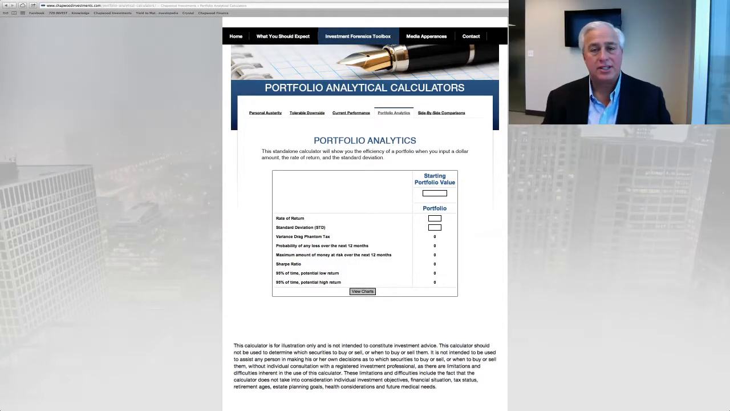Now, this is not necessarily a calculator as much as it is an observation tool. I put this out here simply because if you have information about your portfolio, all you really need is your rate of return and your historical standard deviation, and you can plug it in here. So regardless if you use my personal austerity calculator, my maximum tolerable downside calculator, or my snapshot or current performance calculator, if you have that information, plug it in here.